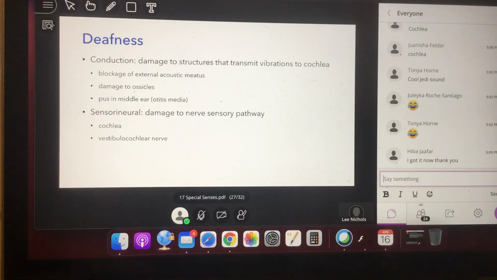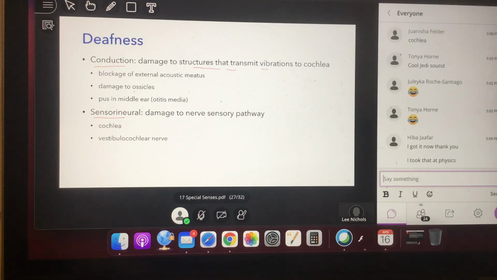But deafness is definitely an issue to talk about for future clinicians. And there's really two major types of deafness: conduction deafness and sensorineural deafness. Conduction deafness involves damage to those structures that actually transmit the vibrations to the cochlea. So that could be any blockage of the external acoustic meatus, like wax in the ear canal, right? Damage to the ossicles, which could be caused by otitis media, damage to the tympanic membrane.